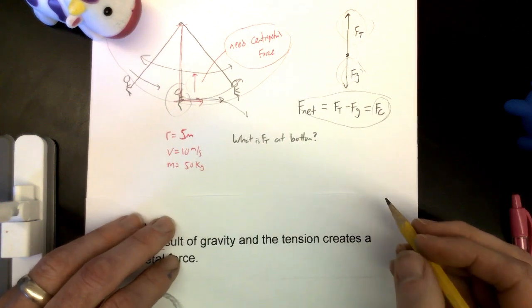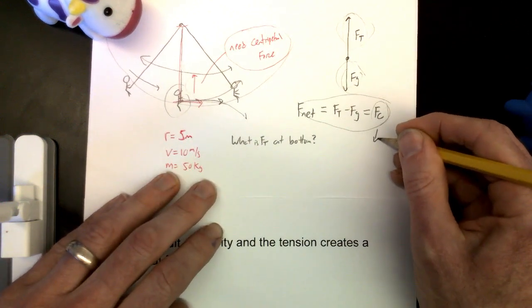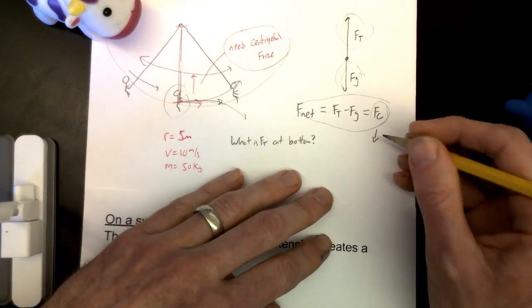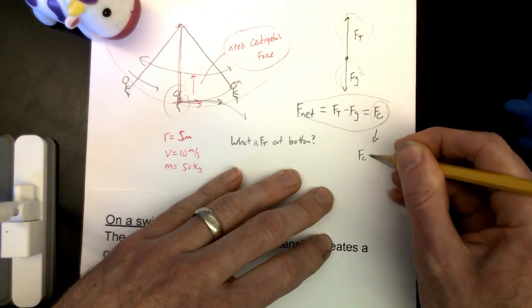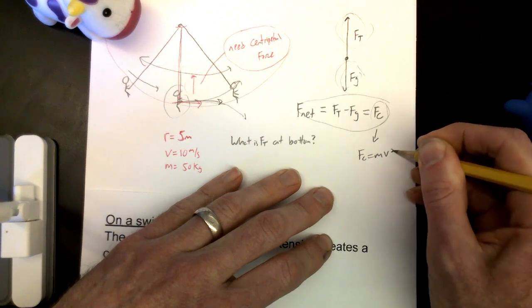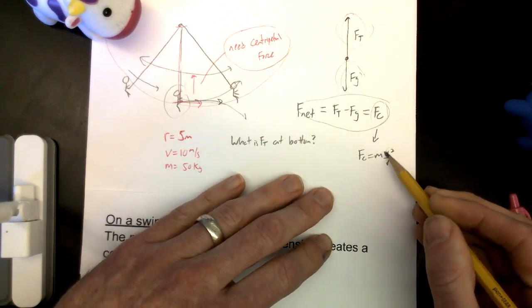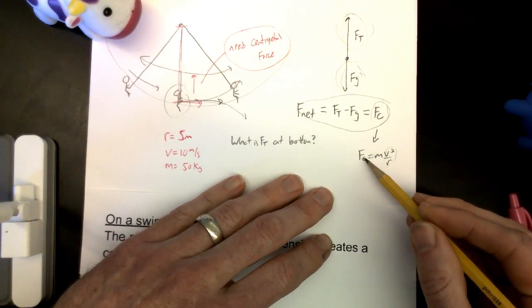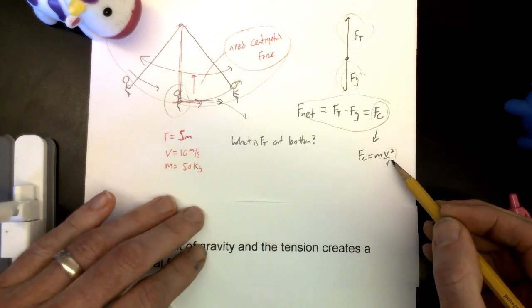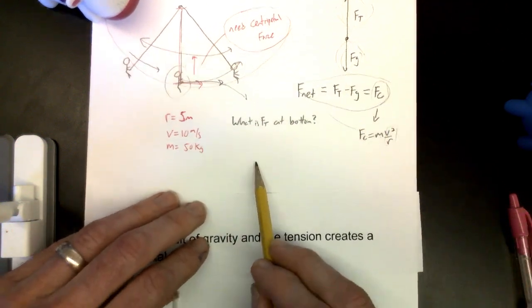Let me give you all just a quick reminder that when we're dealing with centripetal force, the formula that we're using, centripetal force, is m times v squared over r. The v squared over r part is our acceleration. Force is mass times acceleration. Okay, so let's put this all together. We're going to write it down here.